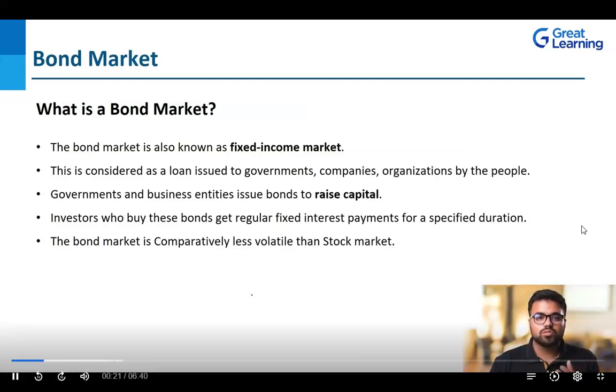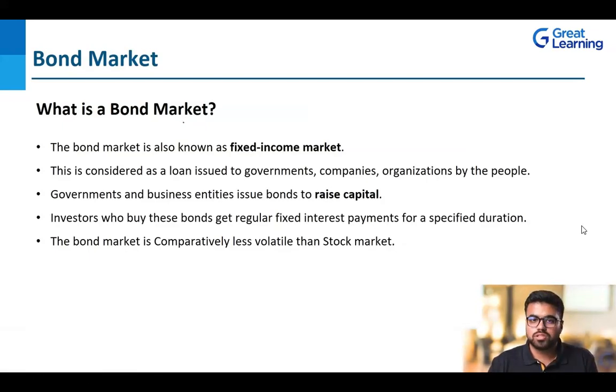In bond markets, you usually don't have a lot of fluctuations in prices, and they are also considered a loan to a government, company, or organization by the people. So we lend out our money to these organizations or government so that they can give us interest on the payment, right? Governments and business entities issue bonds to raise capital.